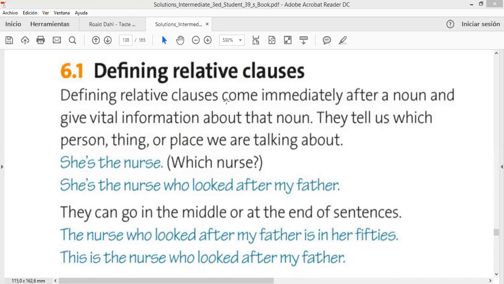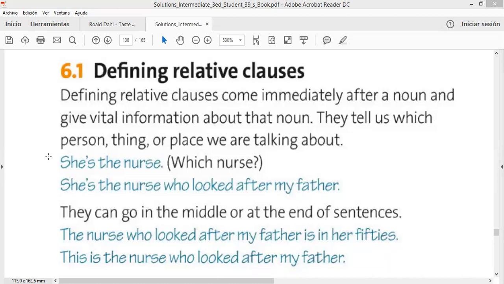To revise what they are, we're going to read this very short definition. Defining relative clauses come immediately after a noun and give vital information about that noun. They tell us which person, thing, or place we're talking about. So here we have the first two important aspects of these clauses. We know that they come after a noun and that they give vital information about that noun. They're going to tell us which person, thing, or place we are talking about.